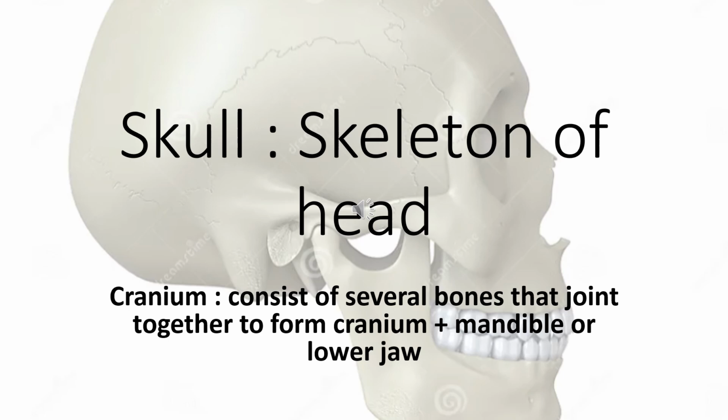Okay, and we usually read a word that is cranium. What is cranium? The cranium consists of several bones that join together to form the cranium. And in the cranium, we will count the mandible and lower jaw as well.